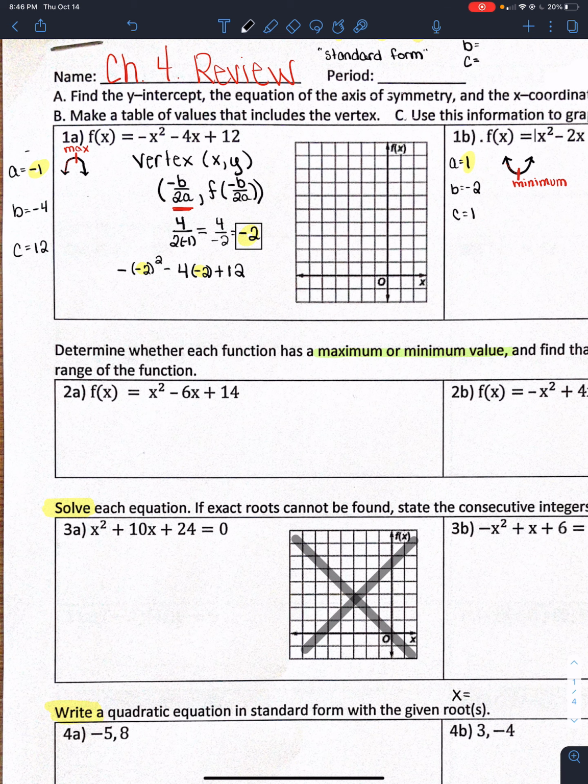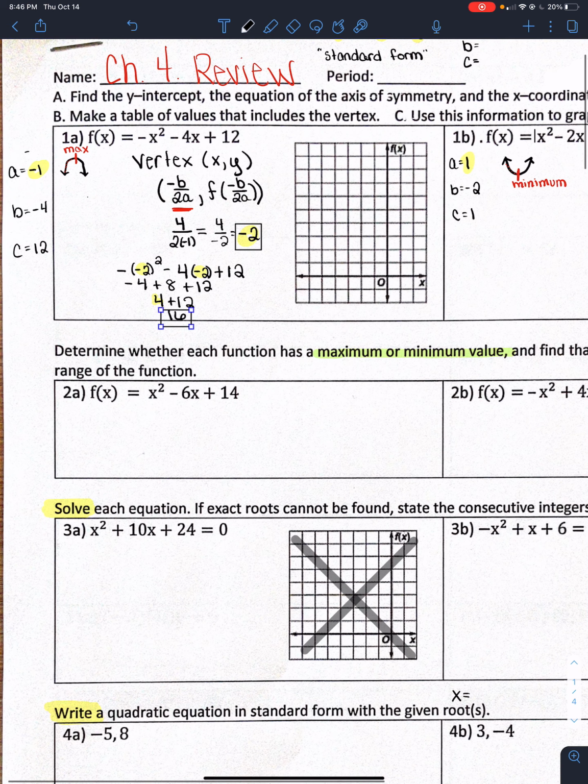-2 squared is 4. 4 times negative is -4. -4 times -2 is +8. And then +12. Simplify that further. -4 plus 8 is +4, plus 12, which gives me 16. Okay. So my vertex is -2, 16.